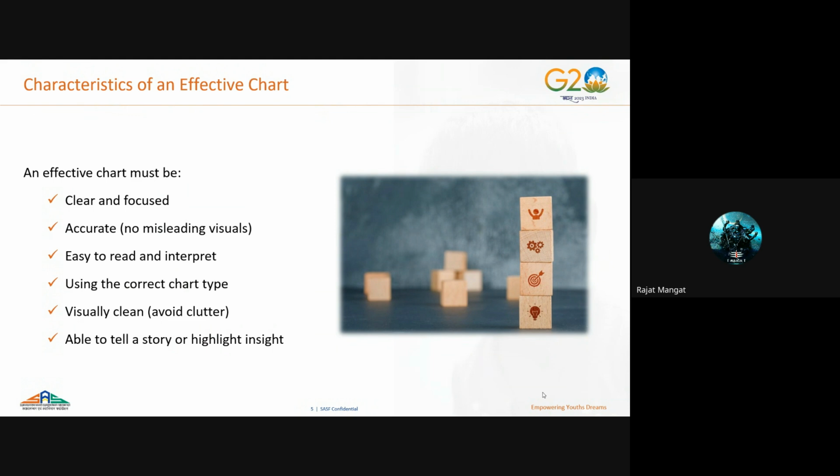So, characteristics of an effective chart. What are the characteristics of an effective chart? An effective chart must be clear and focused, accurate, easy to read and interpret, using the correct chart type, visually clean, and able to tell a story or highlight insight.